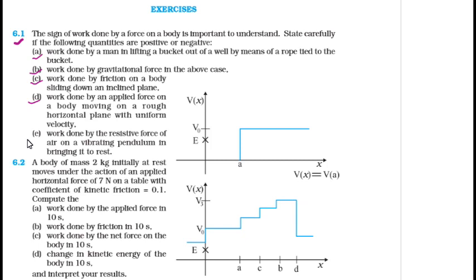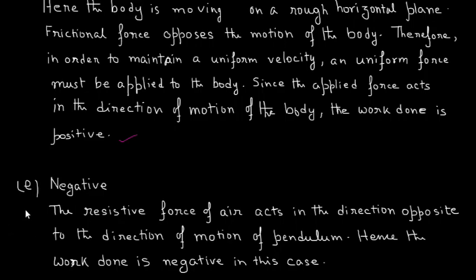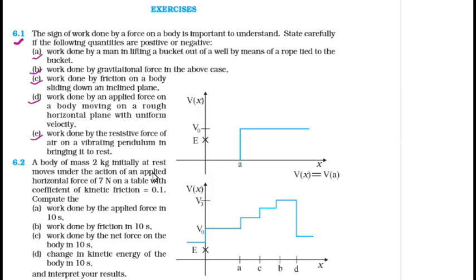Next question is E. Work done by the resistive force of air on a vibrating pendulum in bringing it to rest. Answer to the question is negative. The explanation is the resistive force of air acts in the direction opposite to the direction of the motion of the pendulum. Hence, the work done is negative in this case. Let us see the next question.